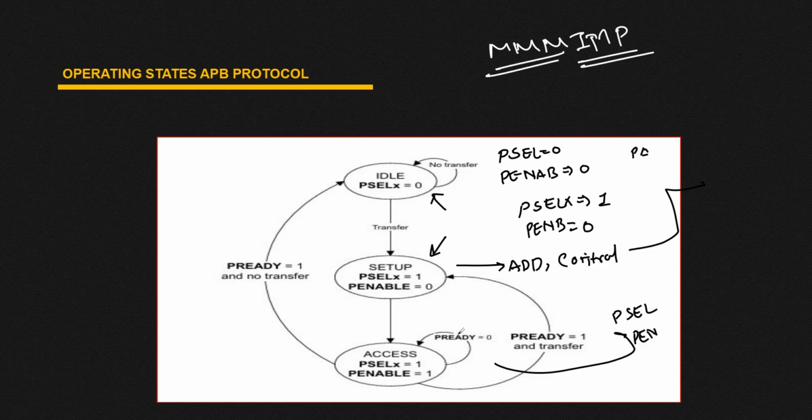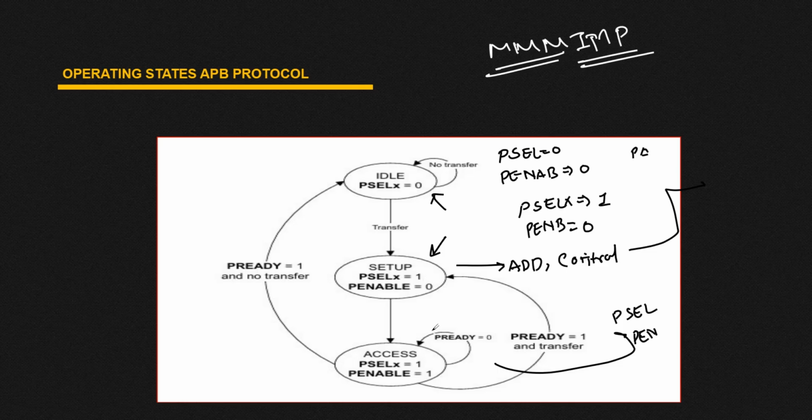If your PREADY is 0, like your slave is not asserting the PREADY, that means right now your slave is busy, or it is not collecting the data or response which you are sending. So in that case you have to wait, and when you are in the wait state, you are not allowed to change any control information or address information which you have set.